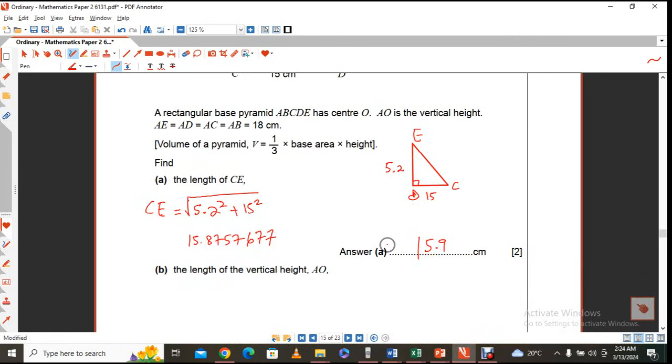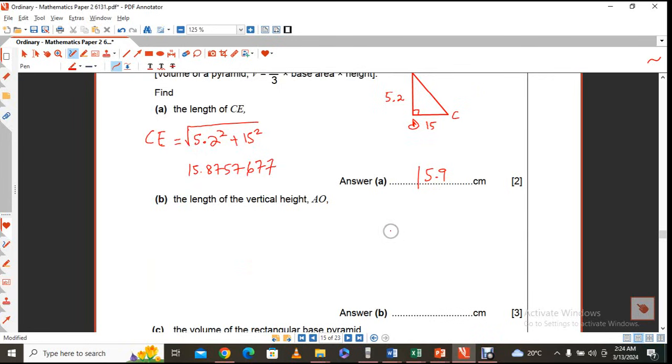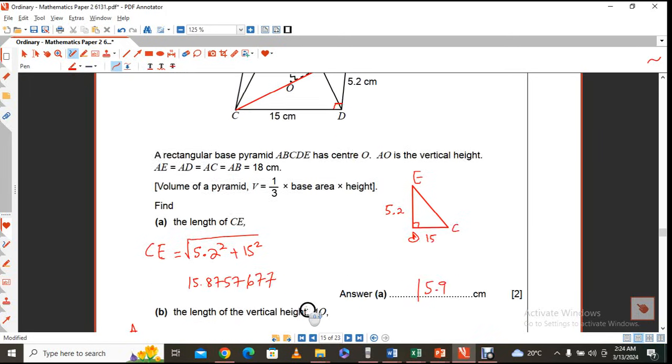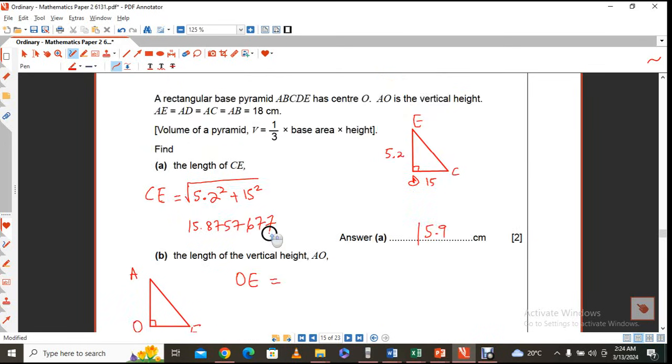Now they want the vertical height of AO. So if I was to bring in a triangle again, and of course, it's a right angle triangle. That is AO, what they are looking for. So I'm going to look at triangle AOE. Here's the thing. OE is half of CE. You see that?